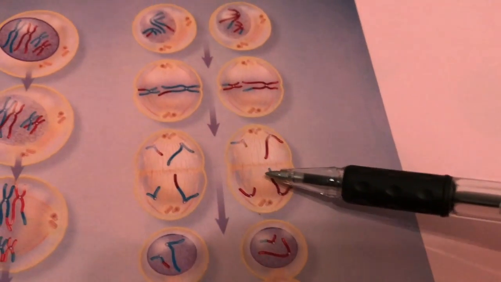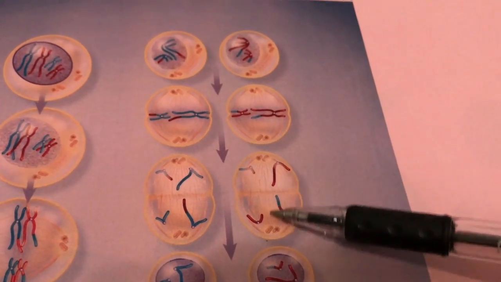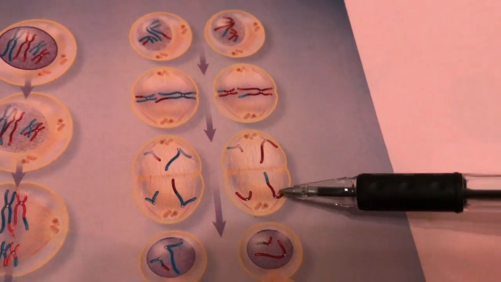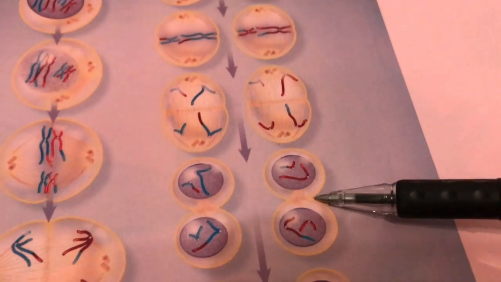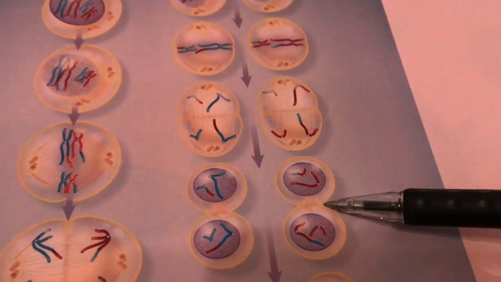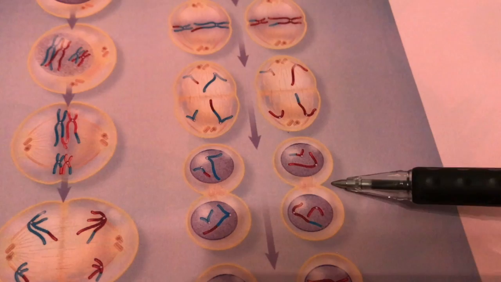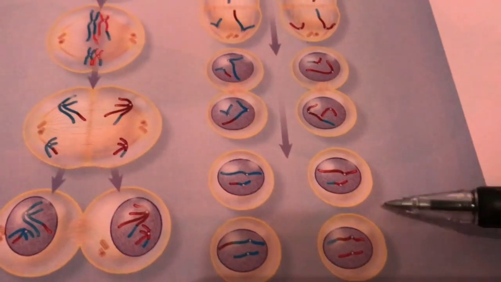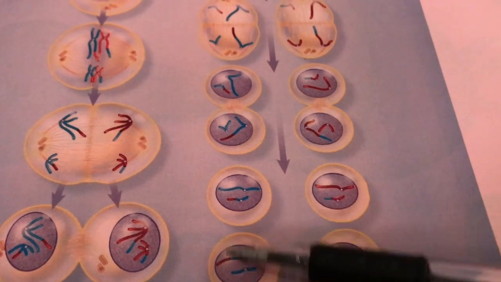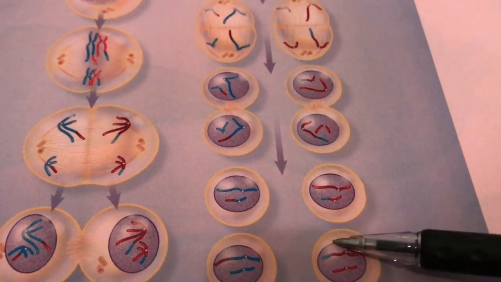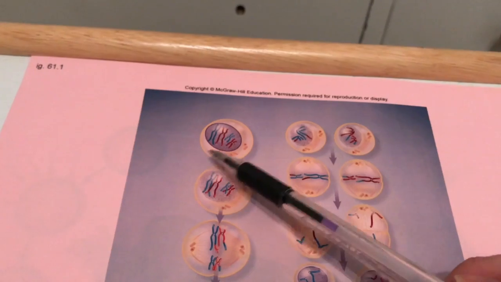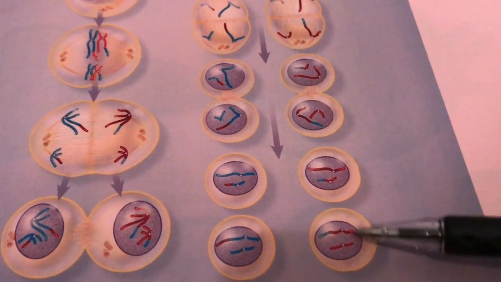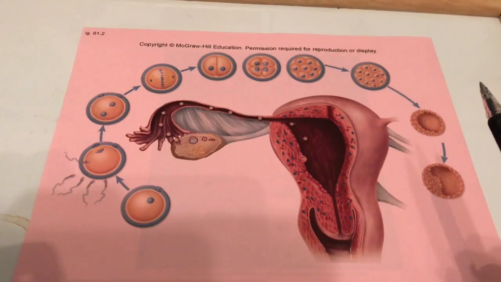Then the sister chromatids split in anaphase 2. And then we have telophase 2, where the cells start to cleave. And last, we end with 4 daughter cells from the original cell up here that are haploid and are genetically different.